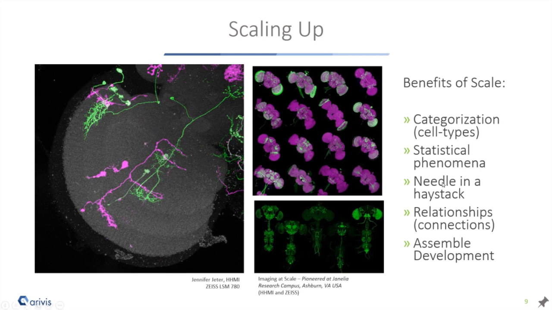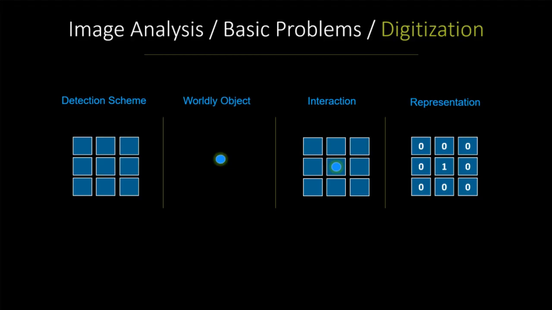Also, occasionally we're finding these needles in a haystack. So as we're imaging thousands, tens of thousands, hundreds of thousands of samples, we're seeing very, very rare and interesting phenomena. Then also, even within one organism, within one tissue, we're able to understand the relationships and the connections between the cells at a resolution that just was not possible before. And then finally, we're able to look at these images over time and begin to assemble how these organisms develop, how these cells move through time.